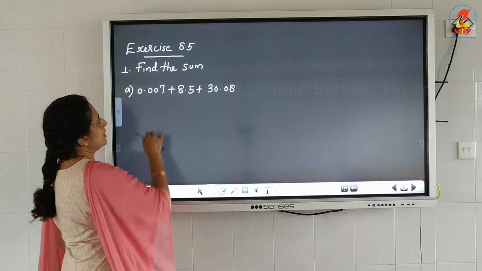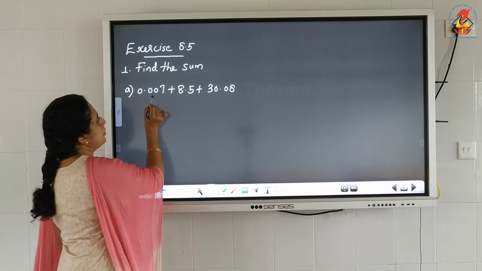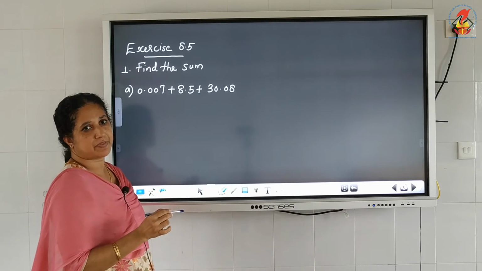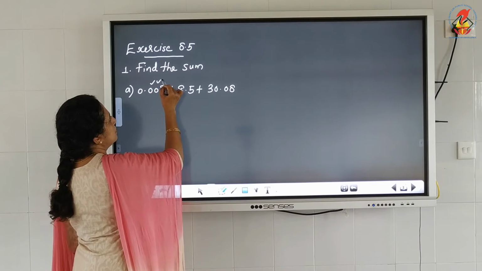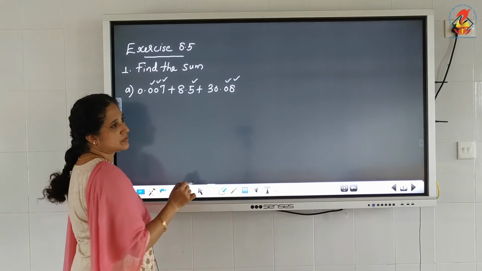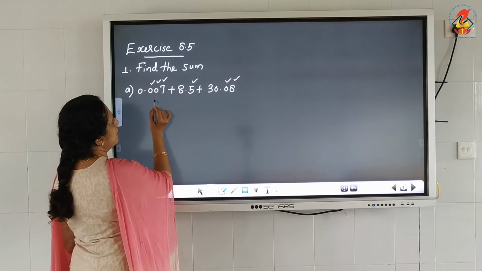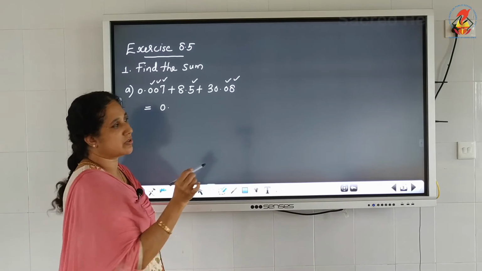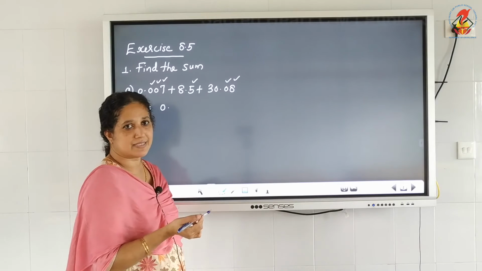Now next, exercise 8.5, first question, find the sum. 0.007, 8.5, 30.08. Now look at the decimal places. Here we have 1, 2, 3. Here we have 1. Here we have 1, 2. So they are unlike decimals. So make them into like decimals. The maximum number of decimal places is 3. So we have to make the other 2 decimal numbers also have 3 decimal places.